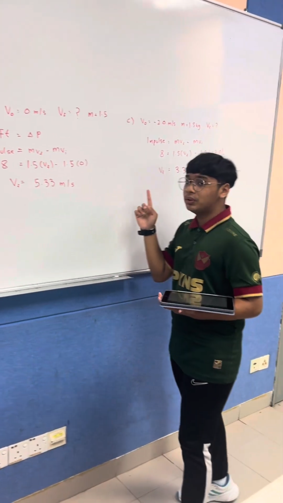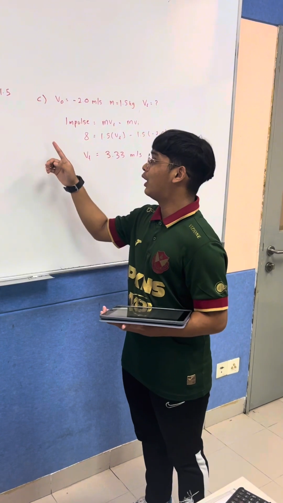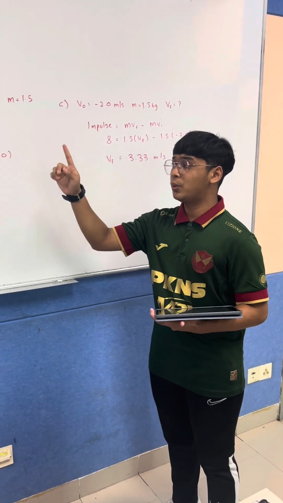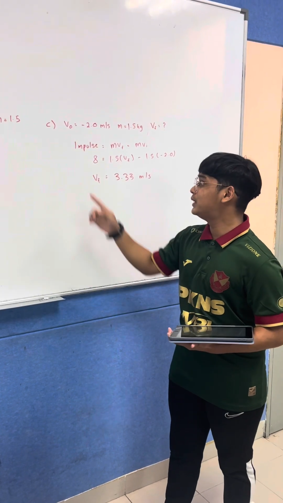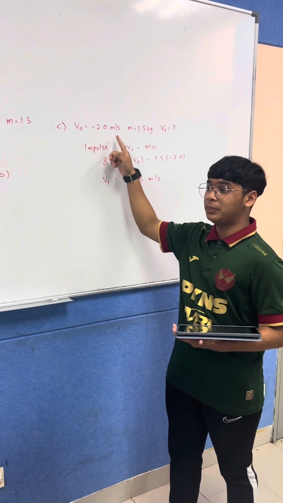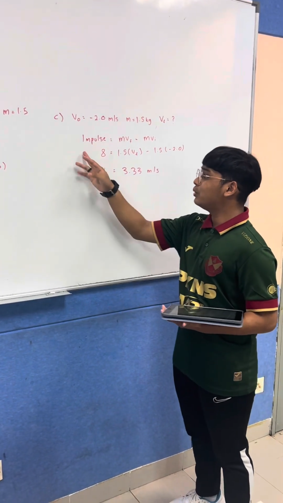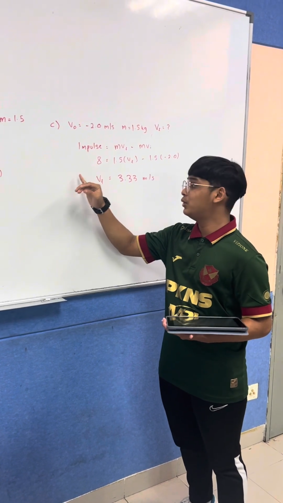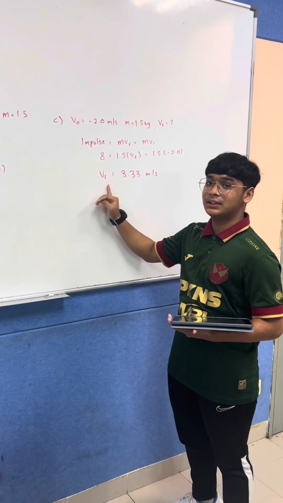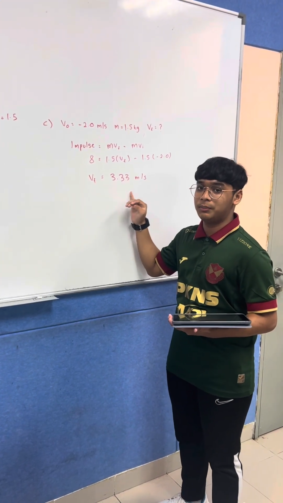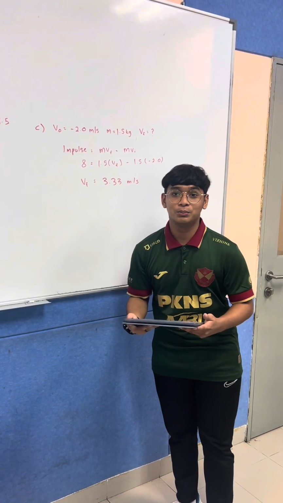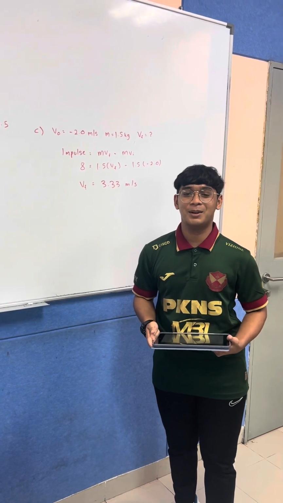Alright, let's move to question C. Question C is the same as question B, but with a different initial velocity, which is negative 2.0 meter per second. So just substitute the value and we got the final answer. Final velocity equals 3.33 meter per second. Alright, so let's move to the last question, which is question number 16.